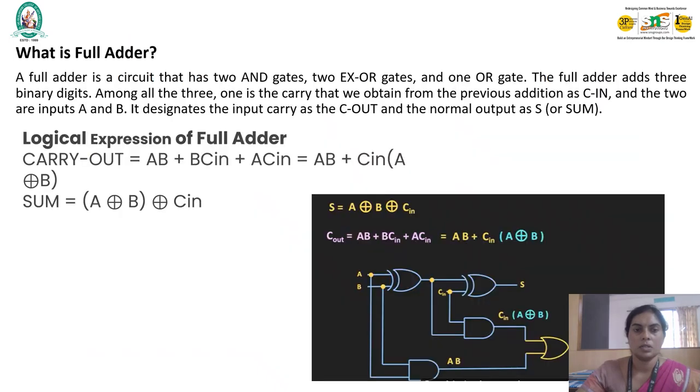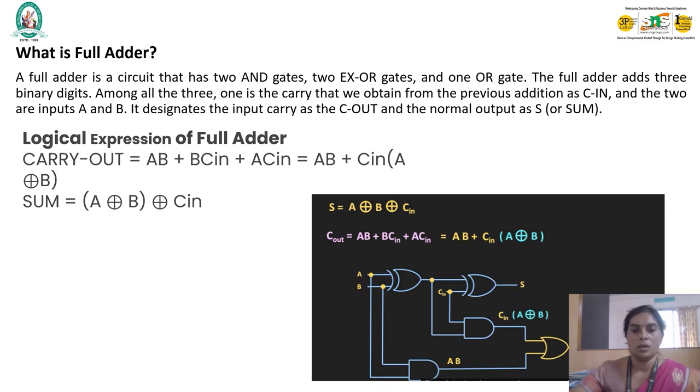Next we are going to see the full adder. The full adder is totally different from the half adder. In the half adder, we took two gates, an XOR gate and an AND gate. But in a full adder, we take two AND gates, two XOR gates, and one OR gate. This full adder adds three binary digits. Among these three, one is a carry obtained from the previous addition, and then the two inputs A and B are taken, which give a carry out and a normal output sum.